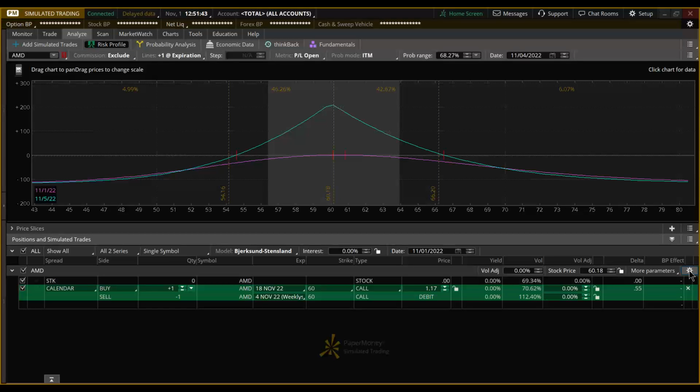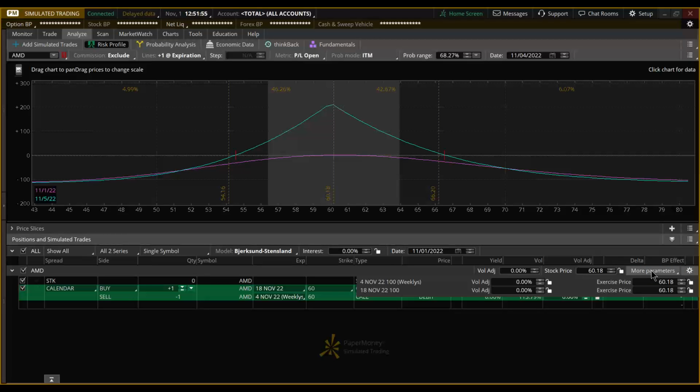You see where my cursor is over here to the right side? And we can open up some parameters to model in a volatility adjustment. And we can click that again and click on more parameters. And now we can model in an IV crush of our fronts and our backs.